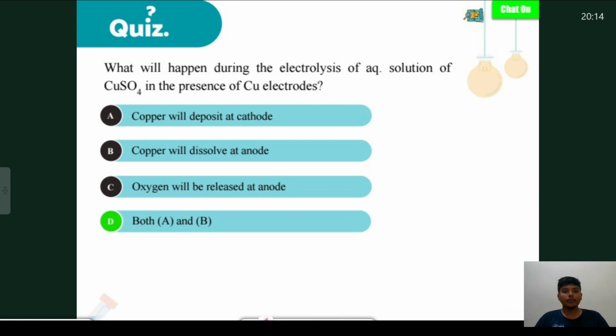Clear? Both will be there. Copper deposits at cathode and copper dissolves at anode. Dissolve means copper will become copper 2 plus. Yes or no? Yes, sir. If you are taking a platinum electrode, it deposits at cathode. But copper you are taking as anode also, right? Yes or no? So it will dissolve. Next.